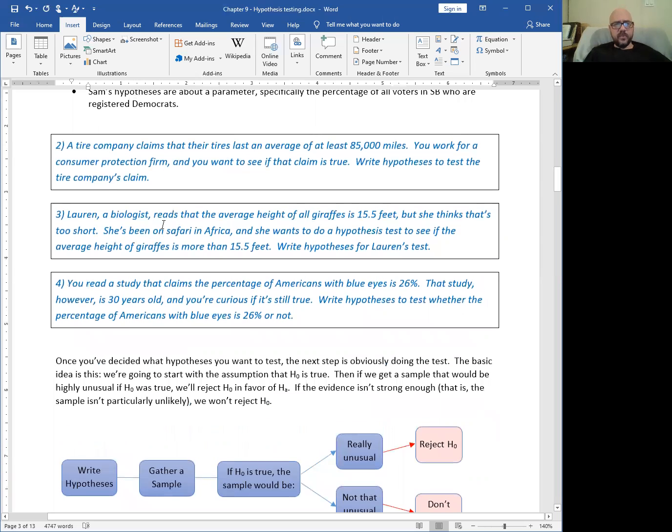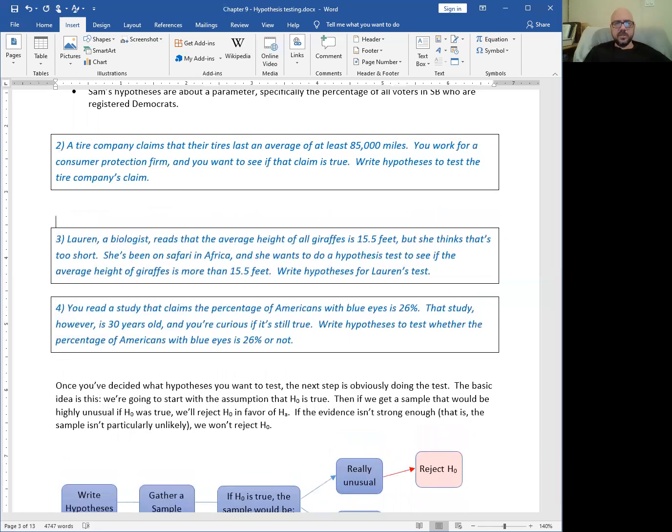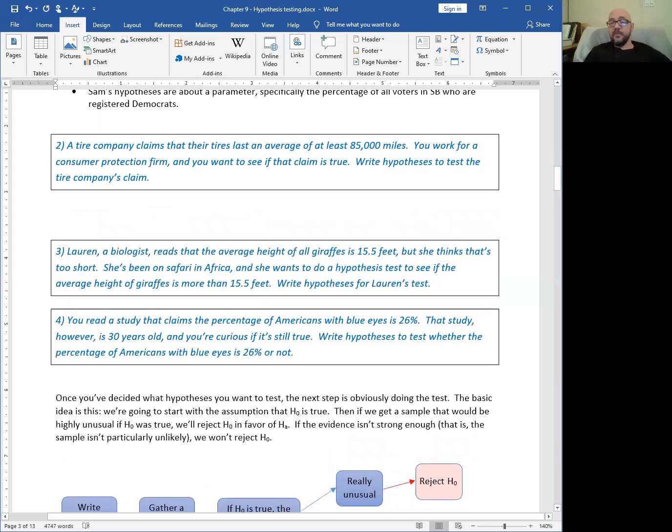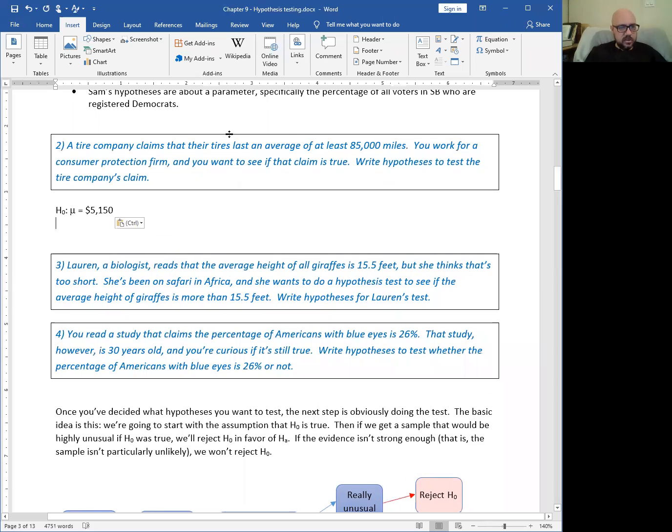All right, so we've got some examples to do here. A tire company claims their tires last an average of at least 85,000 miles. You want to check to see if that claim is true. So we're going to write some hypotheses. To check to see if that is true, absent other information, we will go ahead and believe them, right? Unless we have strongly contradicting information, we'll believe their claim.